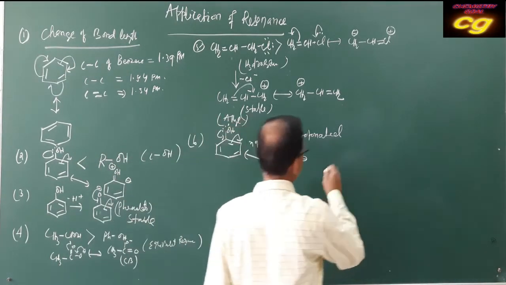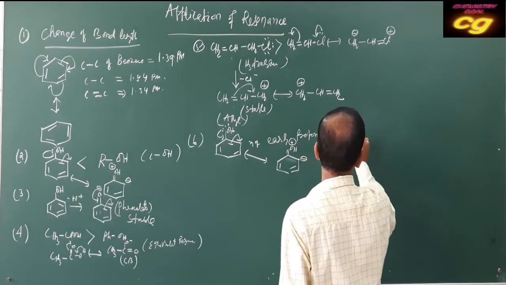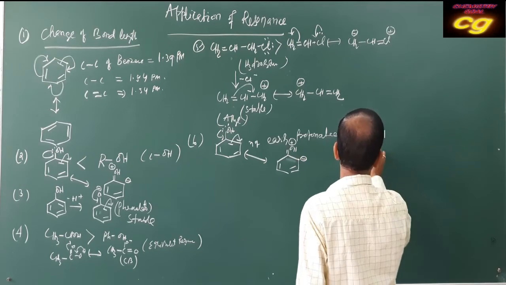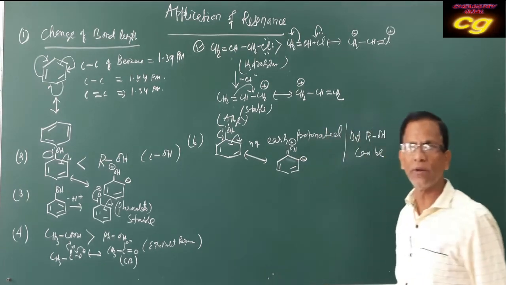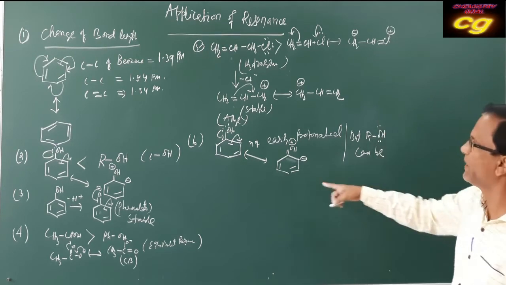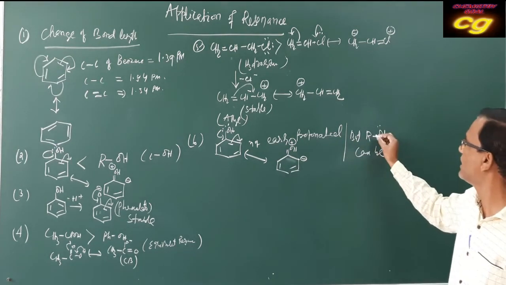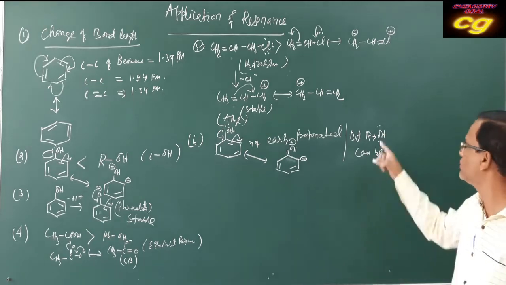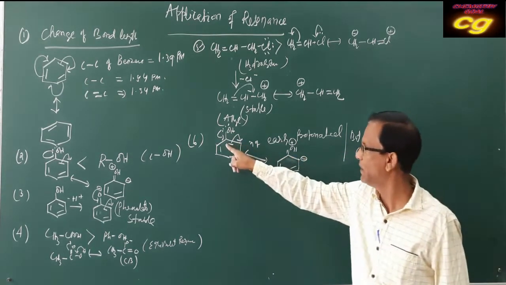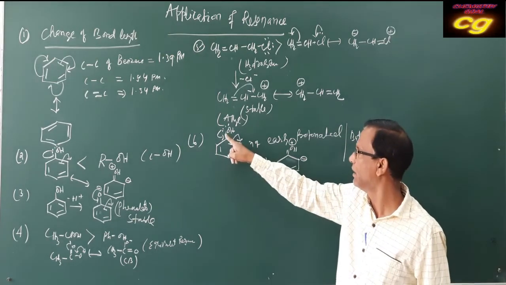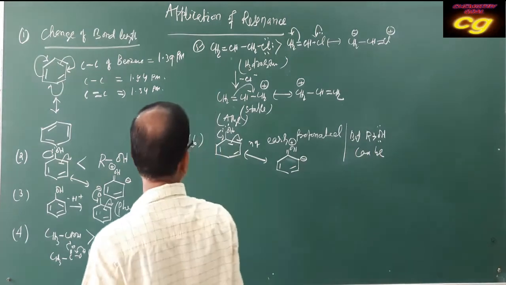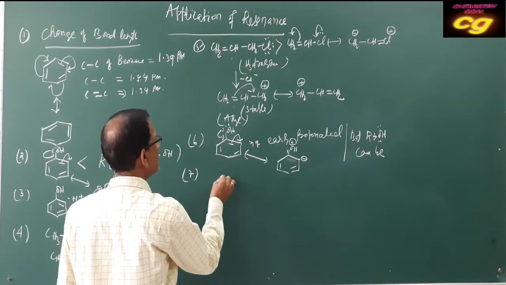But alcohol can be easily protonated, because alcohol has more electron density on oxygen compared to phenol, because it has no resonance, it has only plus I effect. Due to the plus I effect, the electron density of oxygen increases. But in the case of phenol, with resonance, the electron density decreases. That's why it's not easily protonated. This is a very important thing.